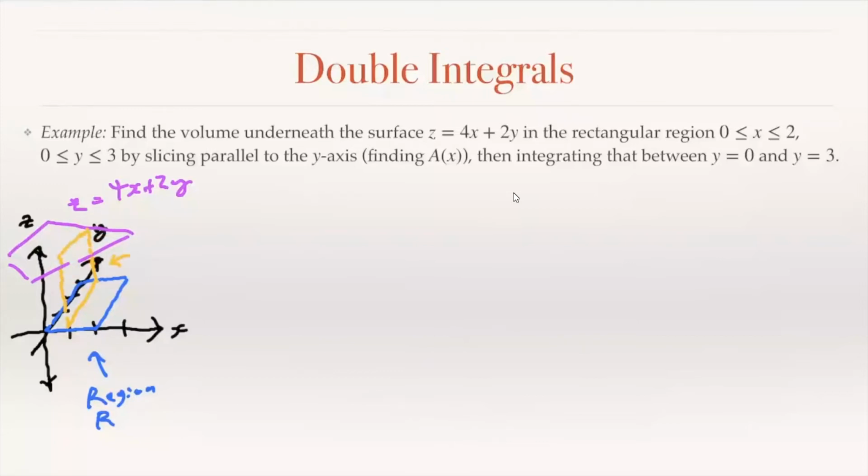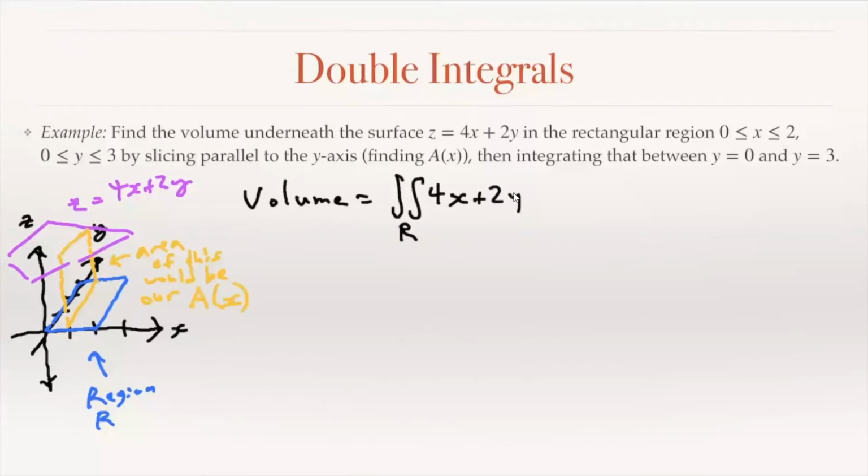Okay, so the area of this would be our, would it be A of x or A of y? Okay, so we're holding x constant in this case. To be parallel to the y-axis, we're holding x constant. So this would be our A of x. Okay, so the volume that we want to find is the double integral over R of 4x plus 2y dR in one notation. And in this case, we're holding x constant and first integrating with respect to y. And that will find us the area of this slice.